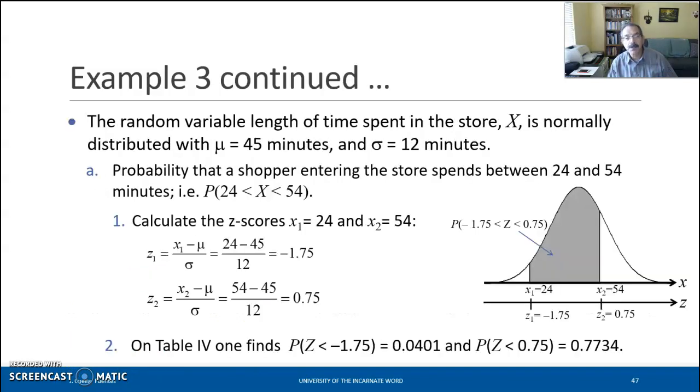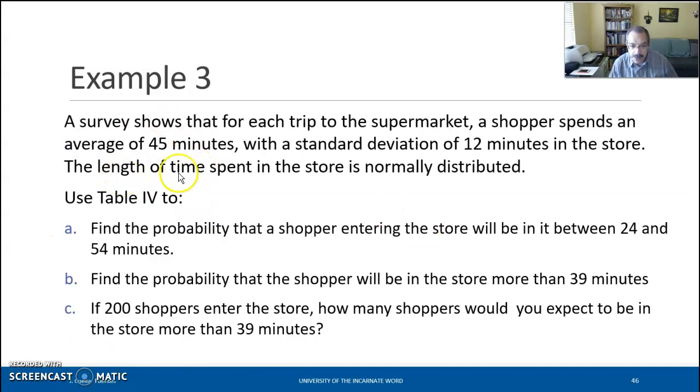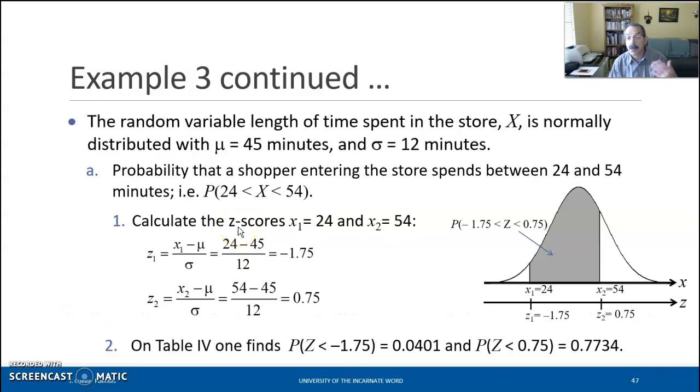All right, let's solve this problem. So now the information that is given in the problem, I recommend that you always summarize that information so that you know what information we're dealing with. So in here, the random variable is the length of time spent in the store. It's normally distributed with a mean of 45 minutes and a standard deviation of 12 minutes. Now, the first question is find the probability that a shopper entering the store is going to spend between 24 and 54 minutes in the store. They're asking us this probability right here.